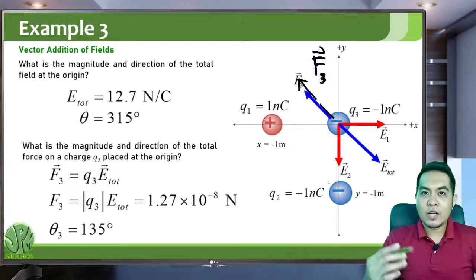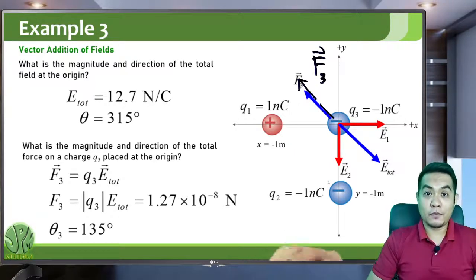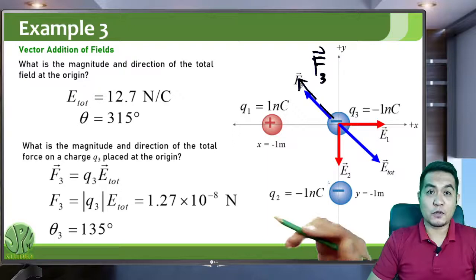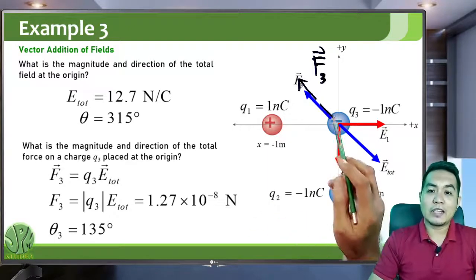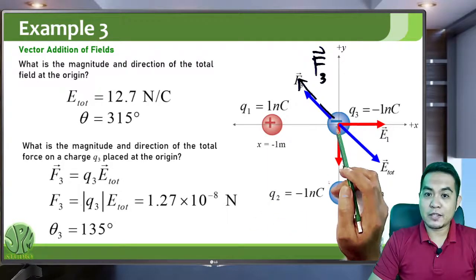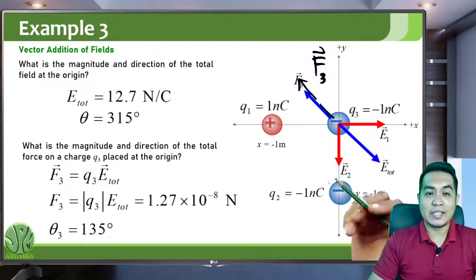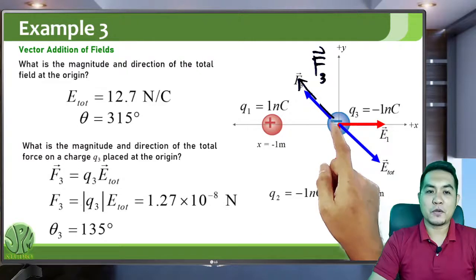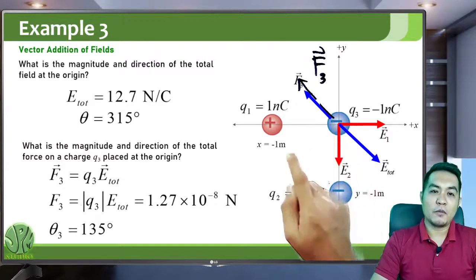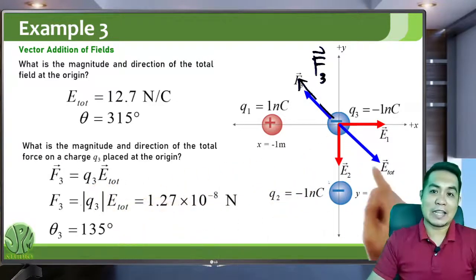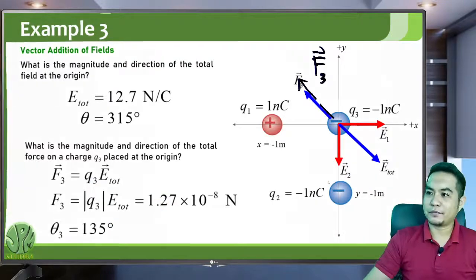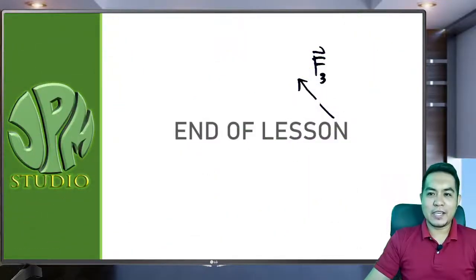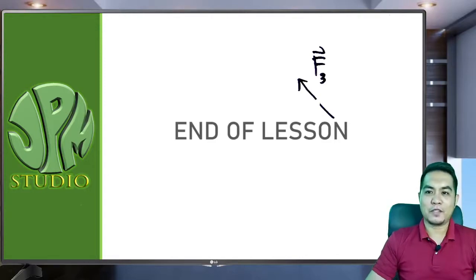So now, as you can see, there are two ways to solve for force. You can use Coulomb's law for force, or you can find the total electric field first and then multiply it by Q to find the total electric force. So there are two ways to solve for electric force: by solving it directly using Coulomb's law for electric force, or by solving the electric field first and then multiplying by the charge at that point. Okay, so that ends this lesson.